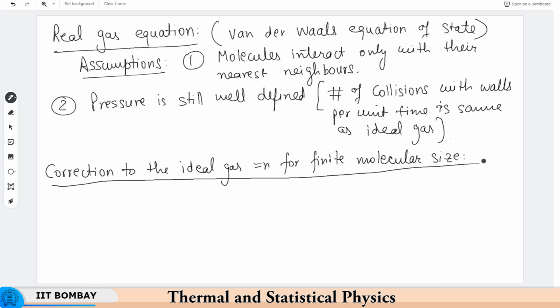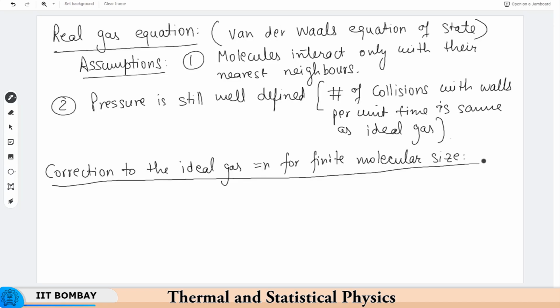So what do we mean by that? Remember, in an ideal gas, we assume that gas molecules are dimensionless. They have no size. Therefore, every molecule in a particular container of volume V will experience the total volume V. But now, since we are saying that is not true, the gas molecules do have finite dimensions, so they do occupy some volume in space.